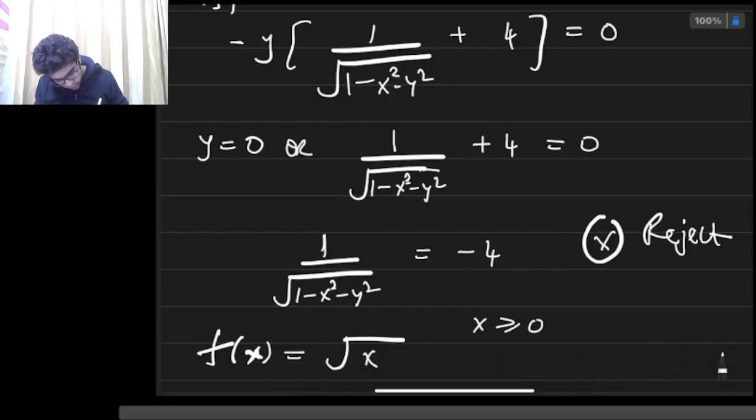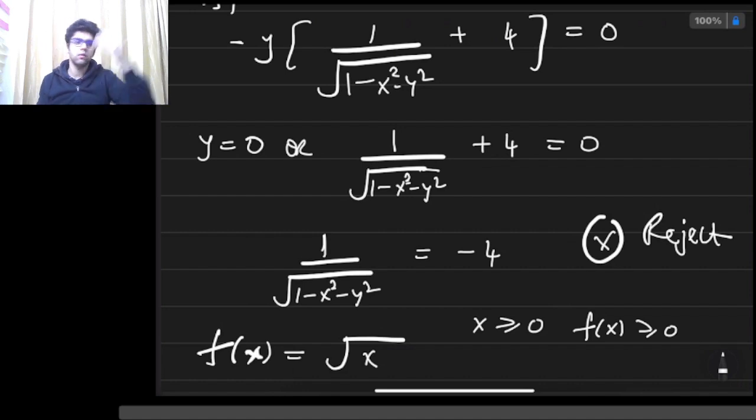So anything in the root will always give me a range greater than or equal to 0. Hence 1 is positive, root of anything is always positive. That means that 1 upon root of anything is always positive, hence it can never be equal to a negative 4, or any negative value.